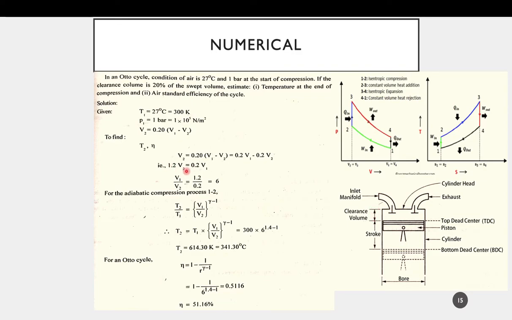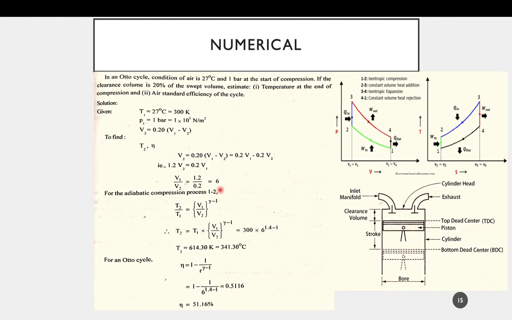Now moving on from this expression, V2 is equal to 0.2 times V1 minus V2, we have arrived at a relationship for V1 and V2. So V1 by V2 is equal to 6. Now V1 is the total volume, and V2 is the clearance volume, right? V1 by V2, total volume by clearance volume, represents compression ratio R. So the compression ratio R is 6.